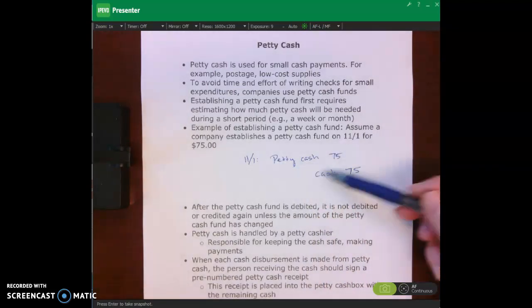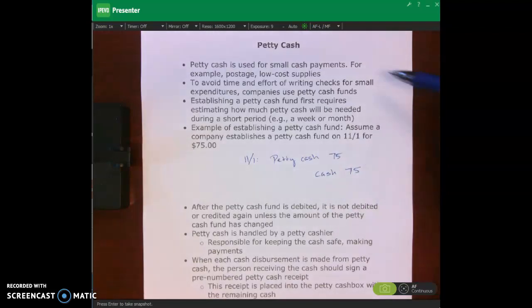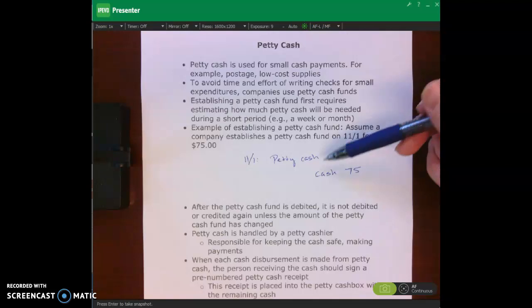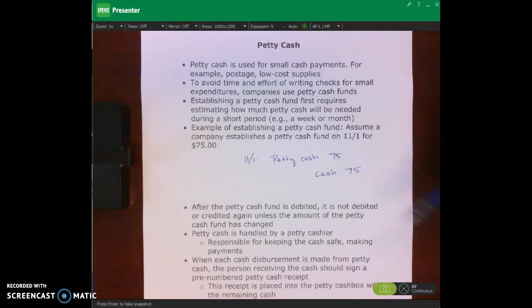And then we use this to pay for low-cost supplies, and we do that so we don't have to write checks. Because remember, for our control over cash disbursements, we want to write checks rather than giving people cash. But in this case, for low-cost supplies, it may not make sense to constantly write checks or do electronic funds transfer for all those kinds of things. We may just want to have cash for purchasing some low-cost supplies. You know, going to Staples to buy paper, for example, might just want to use cash. In that case, we would use petty cash to do that, not cash.